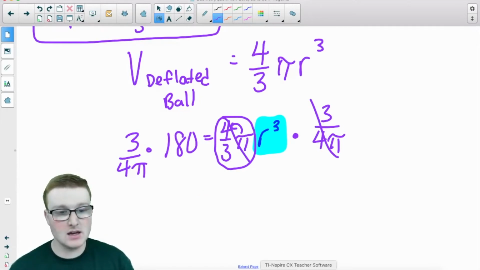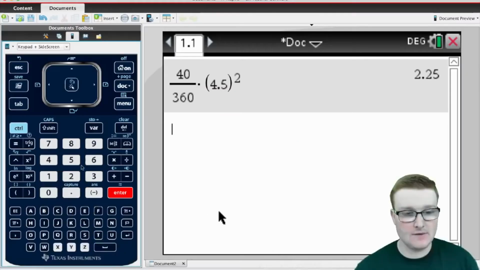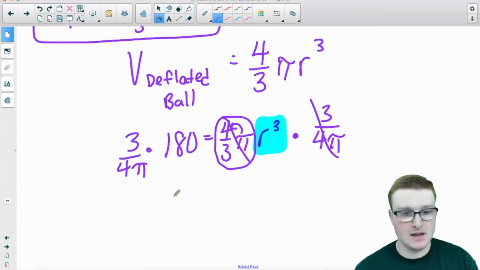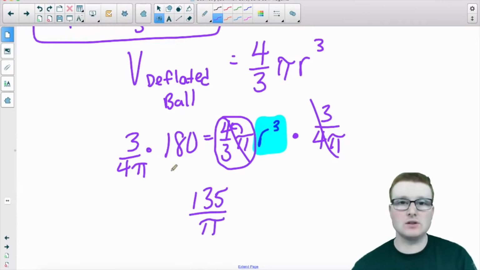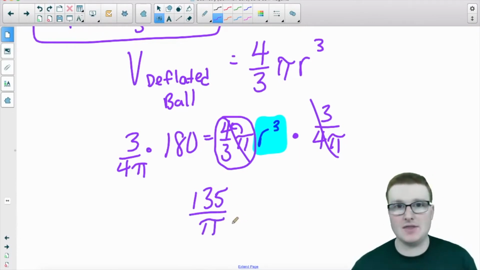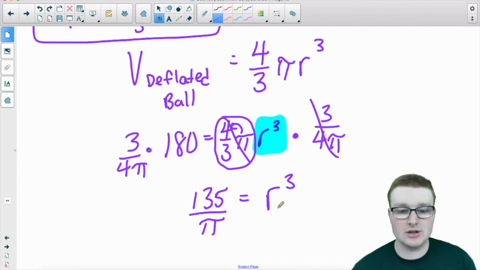So if we take 3 times 180 and divide that by 4, you get 135, right? So this is actually 135 divided by pi. All I did, folks, is simplify these numbers to make them a little bit smaller for ourselves, and I just put the pi on at the end. Equals r to the third.